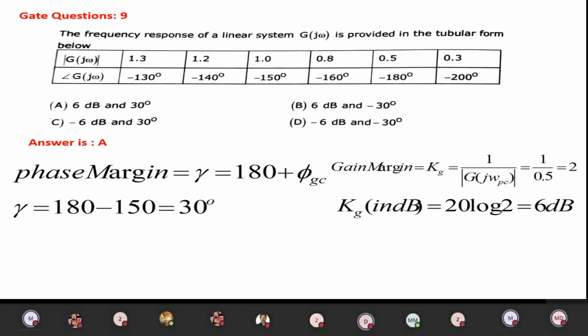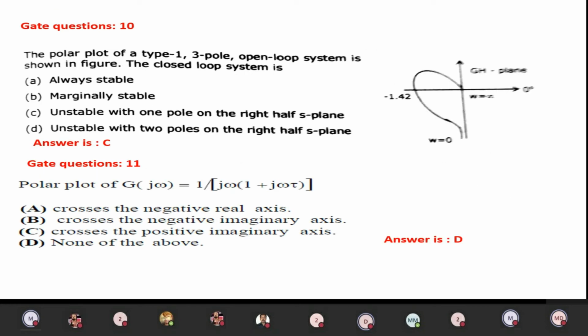If you want to determine the phase margin, gamma is equal to 180 degree plus phi gc. Phi gc is the phase where the gain is 0 dB, or magnitude is 1. The phase value there is minus 150. Substitute that into the phase margin equation: 180 plus minus 150 will be 30 degree. Therefore the gain margin is 6 dB and the phase margin is 30 degree. So this will be the correct answer, available in option A.